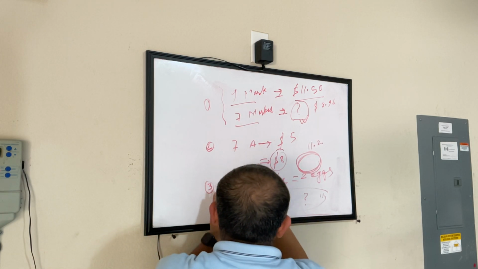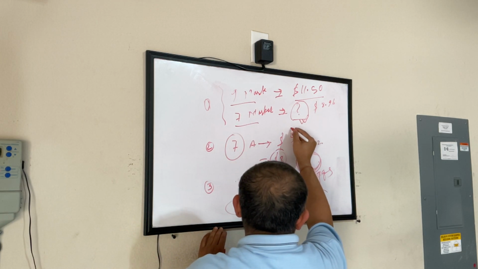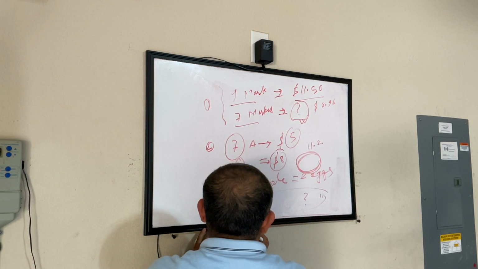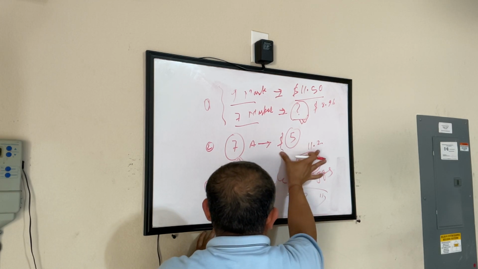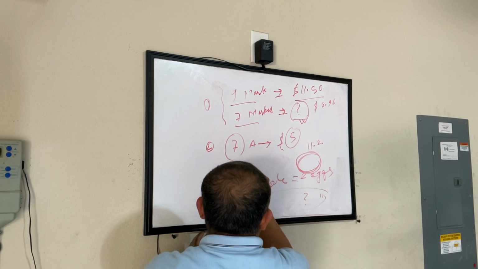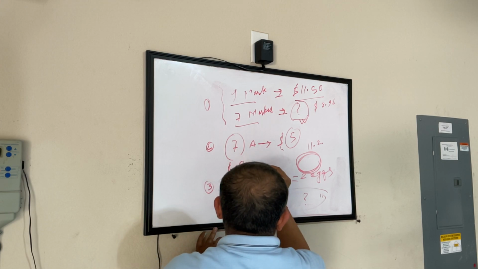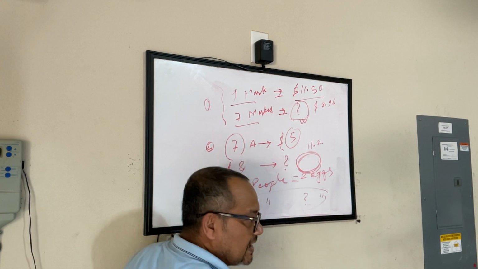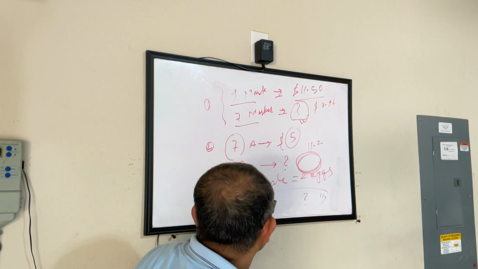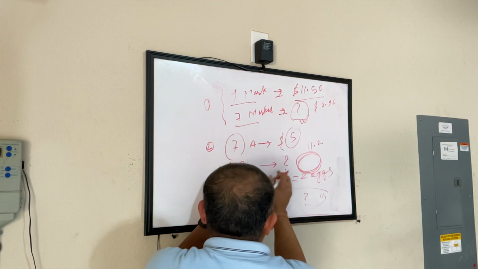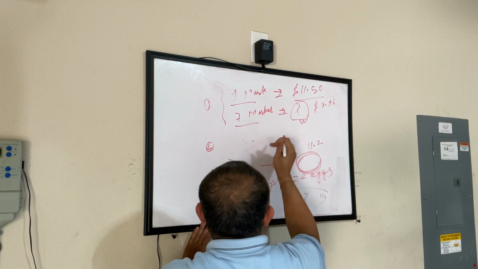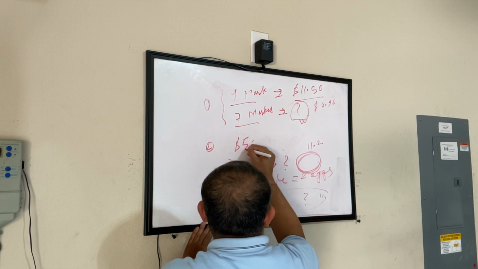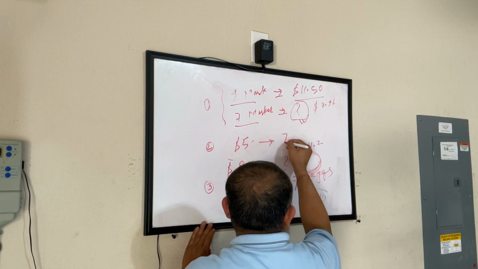In this case, this is known, this side is not known, but this position doesn't seem to be right. Let me flip it. With $8, how many apples will I get? If I'm flipping this one, I will flip this one also. With $5, I'm getting whatever it was, 7 apples.